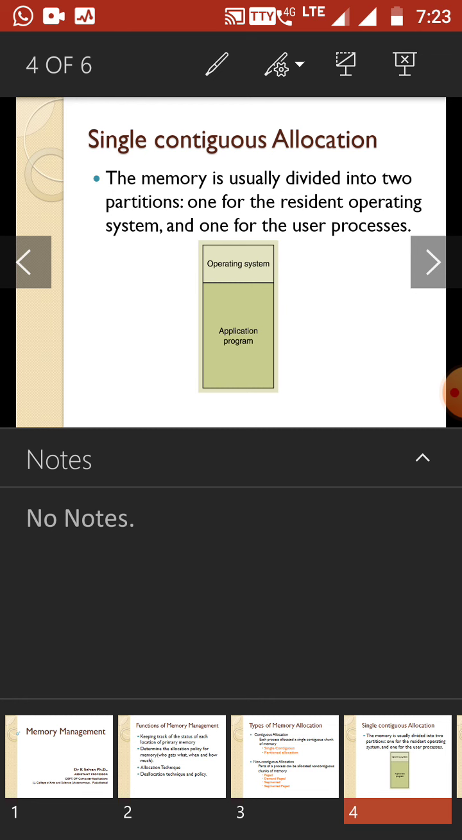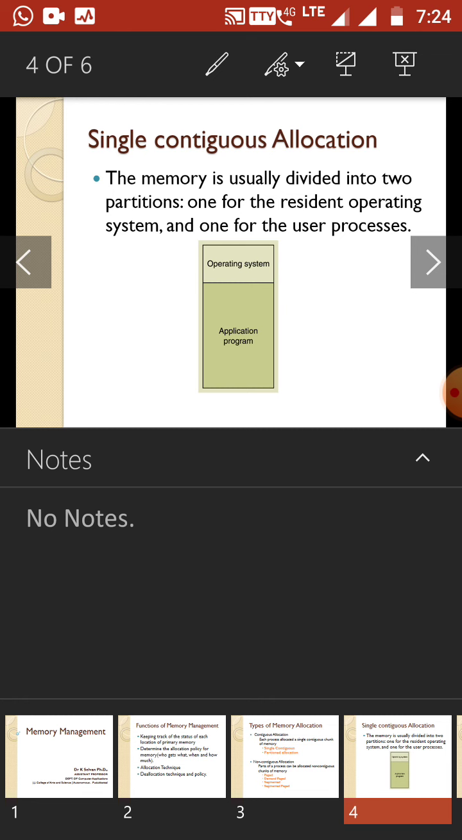Memory management is a problem. For allocating the memory space, one solution was found, that is, single contiguous. It is a technique, or a method, or an approach. In this technique there is one concept, and based on this concept the memory allocation is performed.